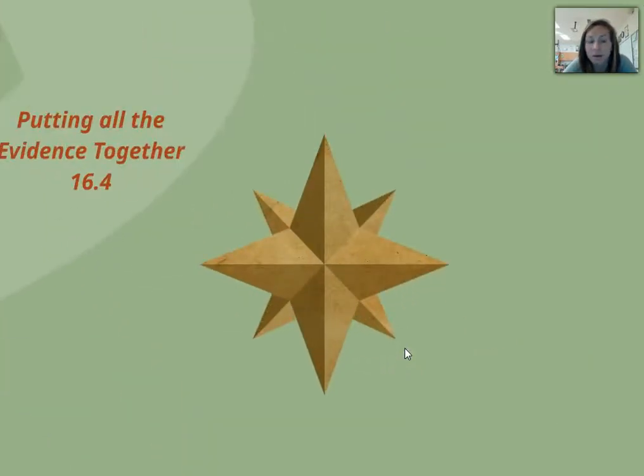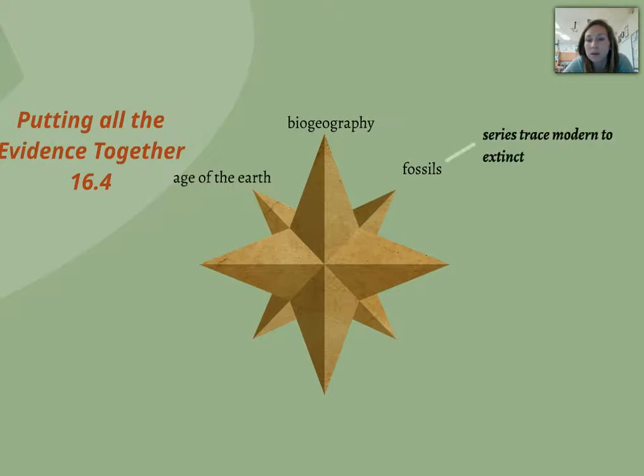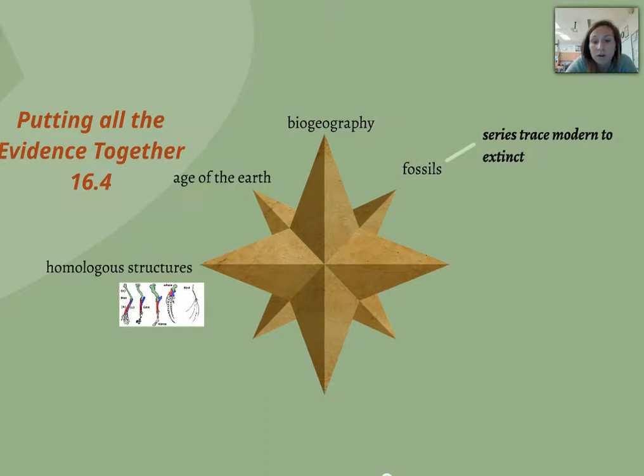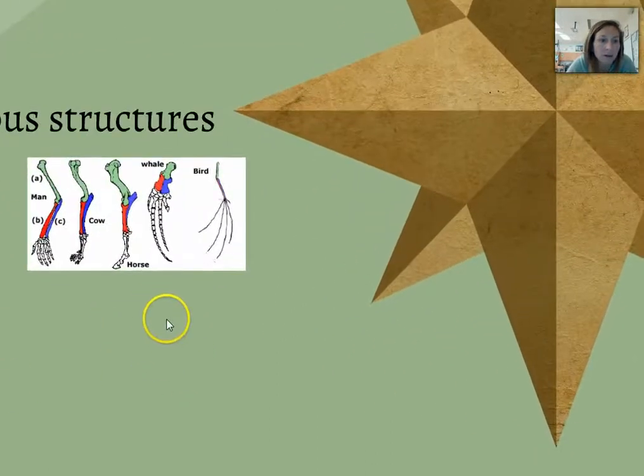Alright, the last thing we're going to talk about in chapter 16 is putting all this evidence together, which is provided in section 4. One piece of evidence that's important to point out is biogeography. This is the distribution of living organisms versus their fossils. It helps us see a pattern over time. The age of the earth, which we already discussed. Fossils, we can actually trace a series from modern to extinct and see the physical changes. Homologous structures are structures shared by related species but modified over time for different purposes. As you can see here, and we've talked a little bit about this in class, the bones that are the same color are homologous structures but are now being used in a different way.